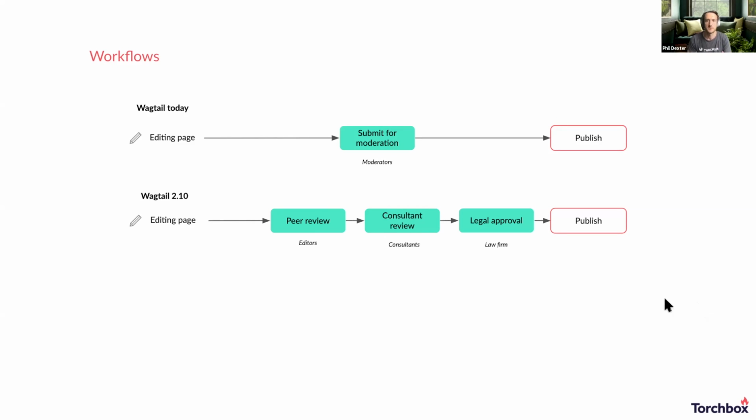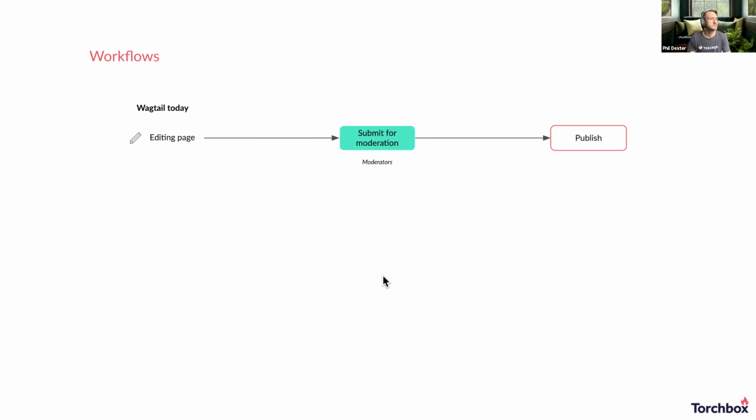The task type I've explained here, we've called a group approval task, which uses the Wagtail groups to define who can approve or reject. And this comes out of the box with Wagtail 2.10. For those that don't know what Wagtail groups are, users are assigned to groups, and it defines the permissions that those users have.